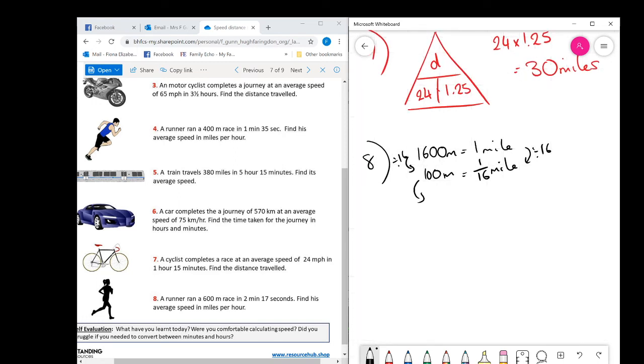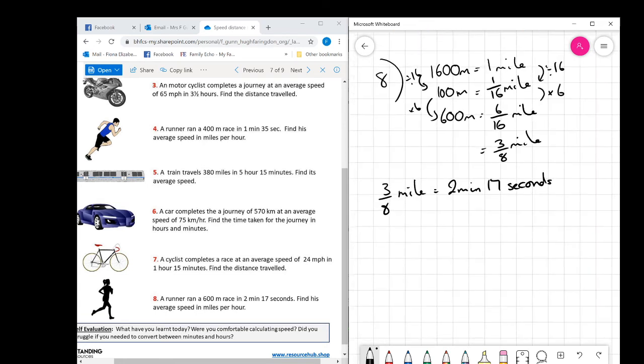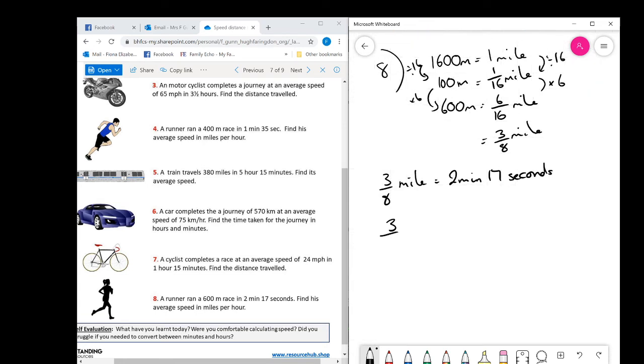So then I'm going to times that by 6. So 600 metres is 6/16 miles, which will cancel down to 3/8, 3/8 of a mile. Okay, so there you go, 3/8 of a mile in 2 minutes, 17 seconds. 17 doesn't go nicely, so 3/8 of a mile is equal to 2 and 17/60 minutes.